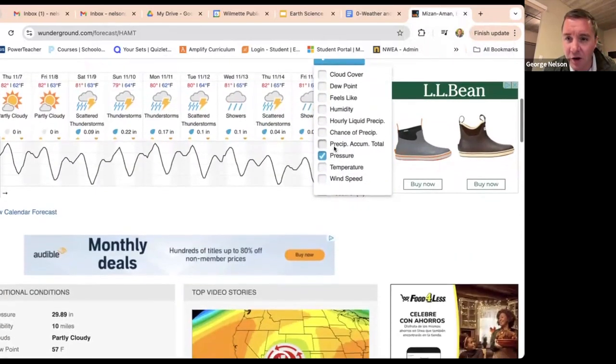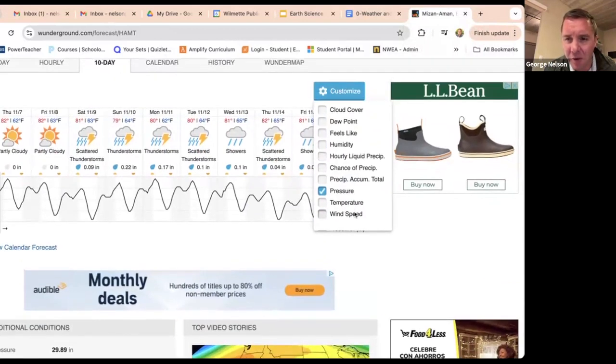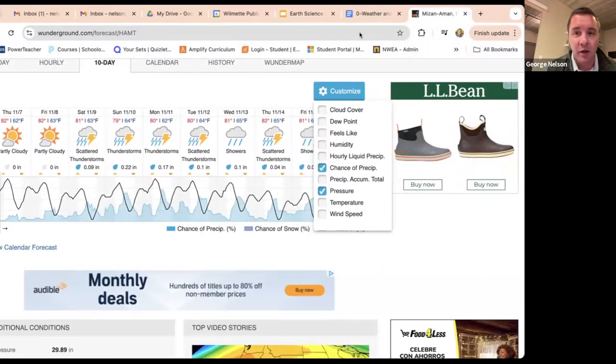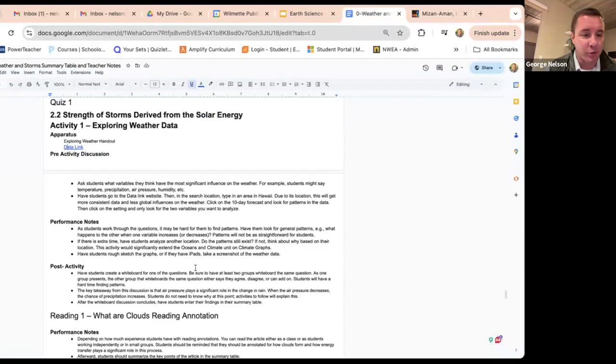Forgot which ones we click here. I'm sending a lot of information, but when they start talking about it, like, oh, so when the pressure drops, the chance of precipitation rises, and we start seeing a pattern here that's going to continue to build throughout the unit.